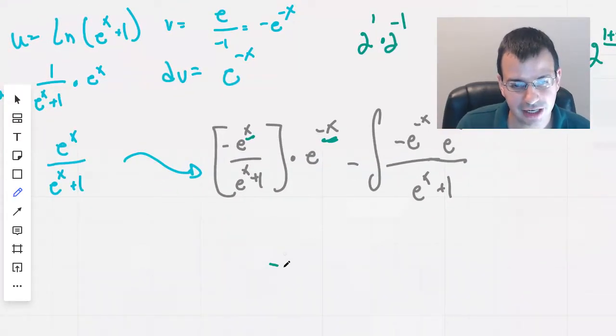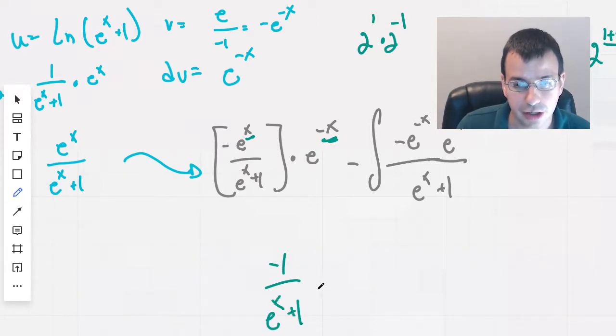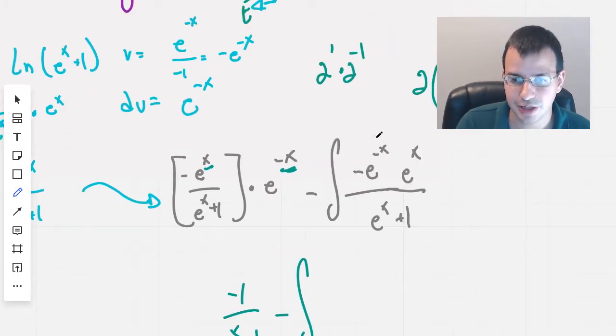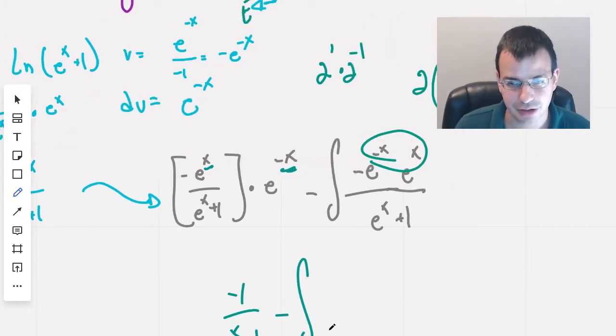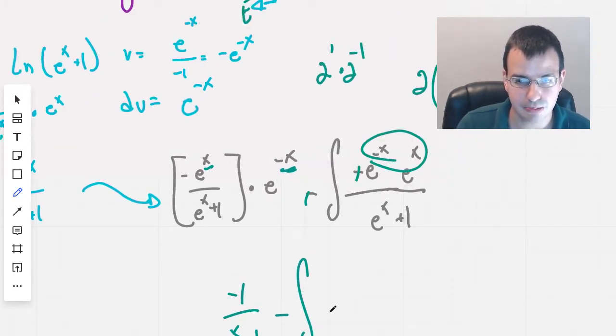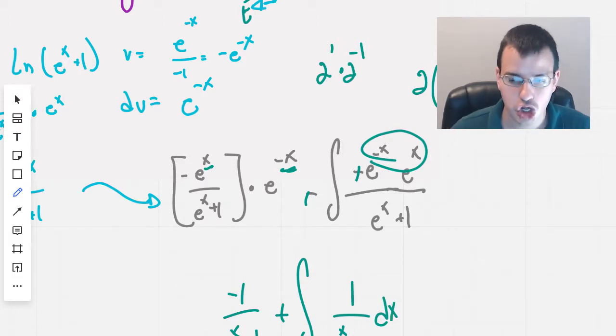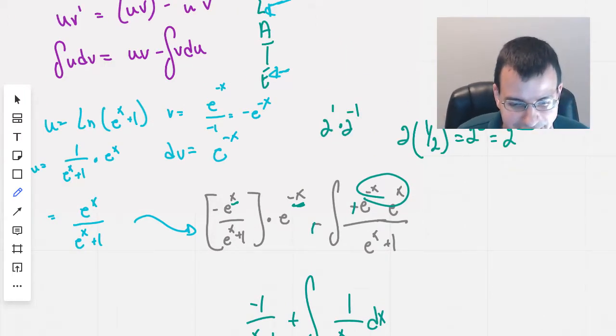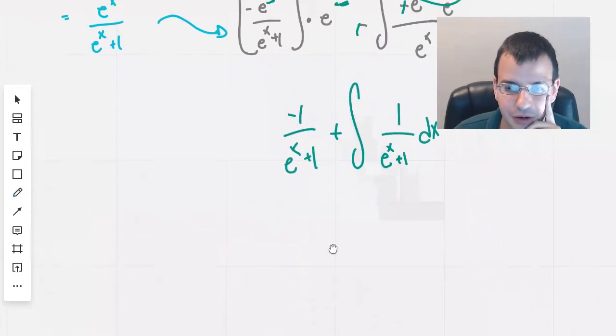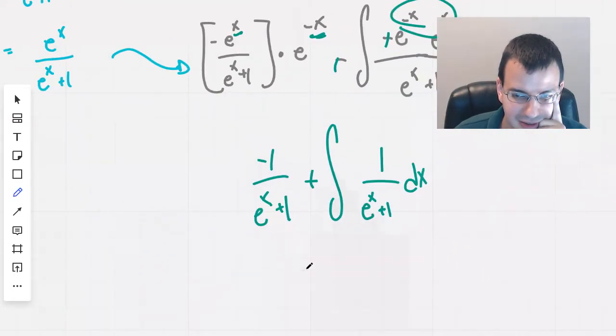And so we get negative 1 over e to the x plus 1 minus integral, and then the same thing will happen over here. Exponents will cancel each other out, and we'll get the plus side over here, so we'll do plus 1 over e to the x plus 1, and I should have kept along the dx just in case. Now, I don't know how to solve this.